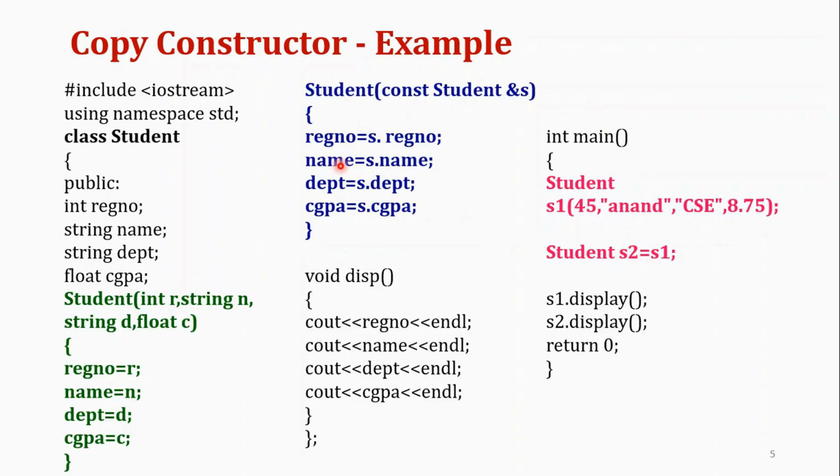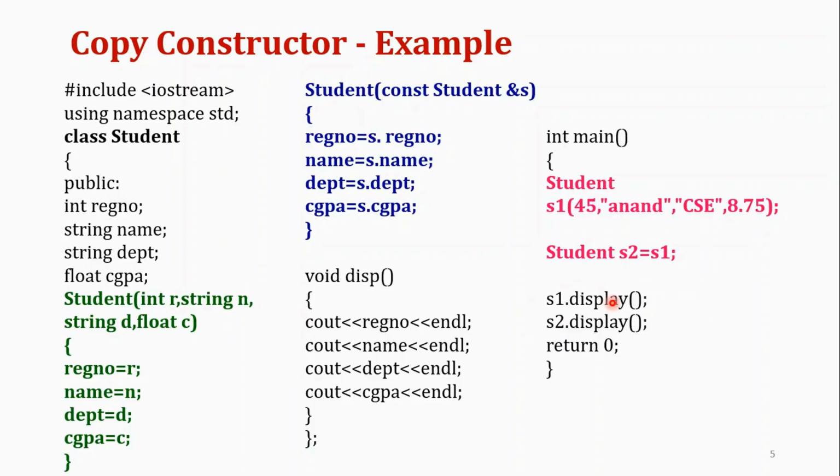S2 name, register number, department are copied from S1's name, register number, department, CGPA. S1 is given to S, and S1 register number, name will be given to the calling object S2 name, register number, department, etc. Okay. So the values stored in S1 are copied to S2 object. As a result, S1 and S2 contain identical data. So this is how the copy constructor is actually working. By calling the display function, it displays that S1 and S2 are both identical. So this confirms the data from S1 is successfully copied to S2.